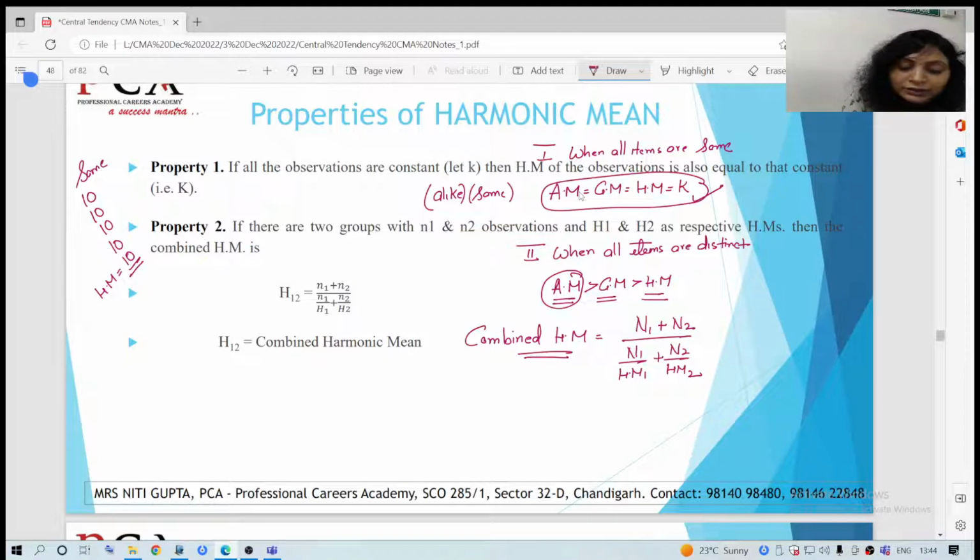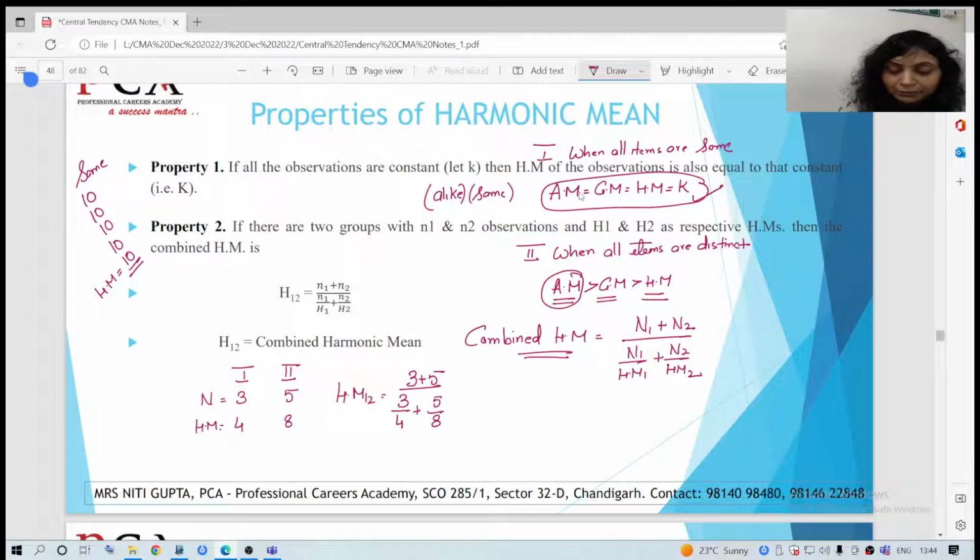Now suppose we have series 1 in which there are 3 items and the harmonic mean of that series is suppose 4. Second series in which there are 5 items and harmonic mean is 8. So we have to find out the combined harmonic mean. The formula for combined harmonic mean is (n1 plus n2) upon (n1 upon harmonic mean 1 plus n2 upon harmonic mean 2).